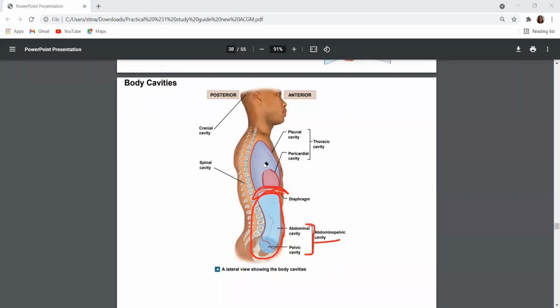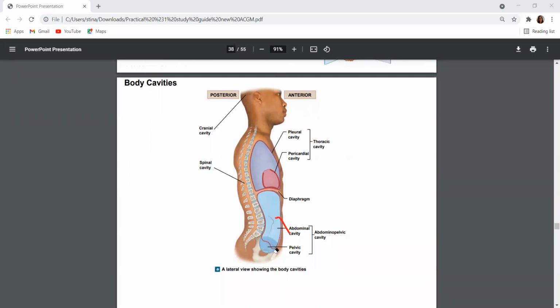So if I had on a practical, what is this entire cavity marked number 1? That entire cavity would be the abdominopelvic cavity. Within that cavity, you have the top cavity, which is going to have your digestive organs in it. That's going to be called your abdominal cavity. And then this bottom cavity here is going to be the pelvic cavity. It will have your urinary and reproductive organs.